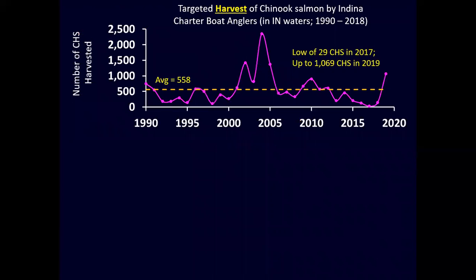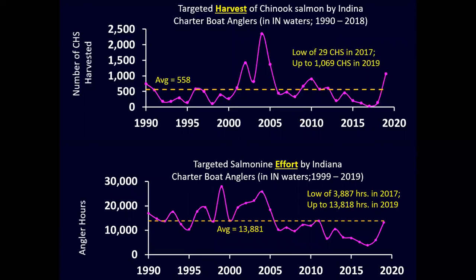And just to look at that a little bit closer, this figure here zooms in just on targeted harvest of Chinook salmon by Indiana charter boats. And you can see that there was a low of only 29 Chinook salmon caught in 2017, up to over 1,000 Chinook salmon caught in 2019. If we look at that in terms of effort, there was a low of almost 4,000 hours fished in 2017, and that spiked all the way up to over 13,000 hours fished in 2019.